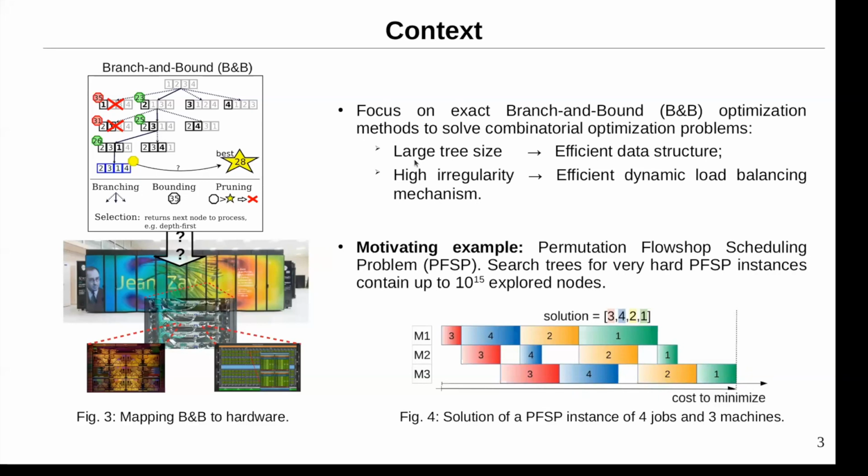So in branch and bound, we exhibit large tree size and also high irregularity due to the pruning operator. And so we have to deal with efficient data structures and an efficient dynamic load balancing mechanism. As a motivating example, we can have a look at the permutation flowshop scheduling problem, which consists in ordering n jobs on m machines such that the total completion time is minimized. In fact, some studies demonstrate that hard PFSP instances can contain up to billions of nodes, which is huge. And so our research consists in investigating the efficient mapping of branch and bound to modern systems.